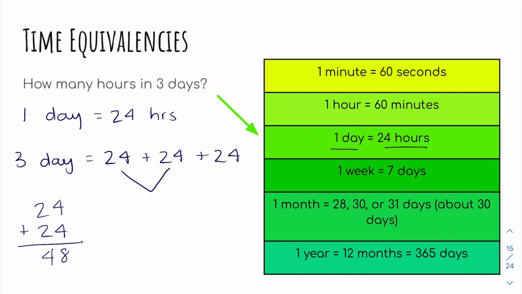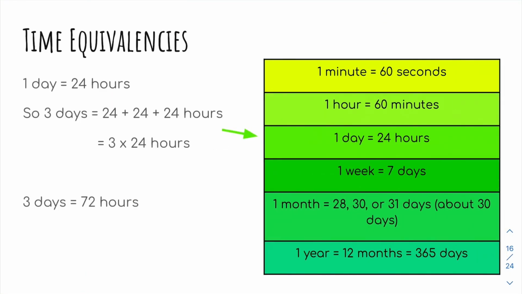So I know that 24 plus 24 is 48, but I've still got this other 24 to add on to the 48. I can stack my numbers again if I need to. 48 plus 24. 8 plus 4 is 12. I'll carry my 1 to the tens place. 1 plus 4 plus 2 is 7. My answer is 72 hours. I'm going to abbreviate hours with HRS. 3 days is equal to 72 hours.